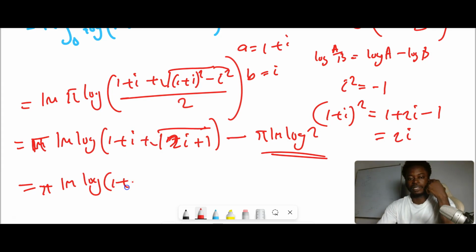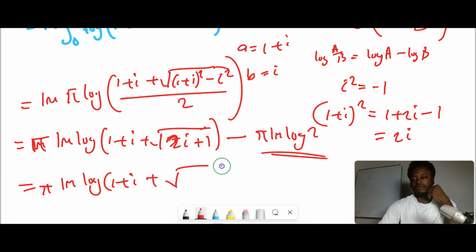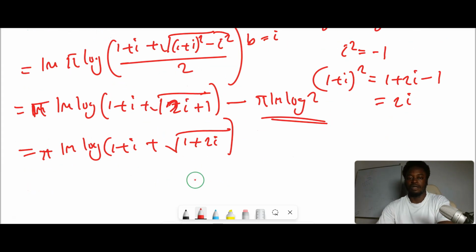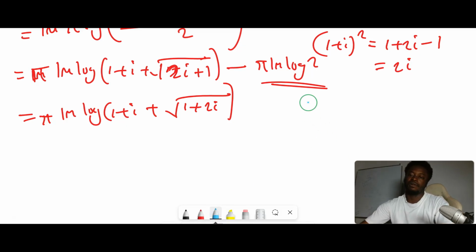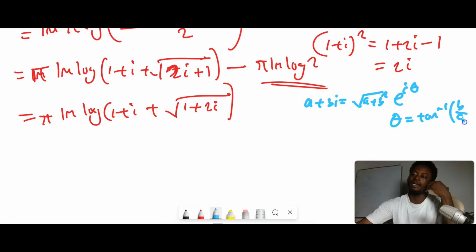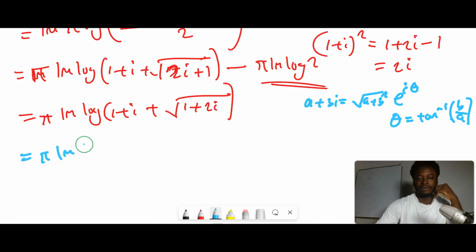Then you have 1 plus i plus the square root of 1 plus 2i. Now we're going to use the polar representation of complex numbers, because for a complex number a plus bi, you could write it as its modulus, square root of a squared plus b squared, times e to the i theta, where theta is tan inverse of b over a. Theta is the angle of the complex number. So we're going to write this part as pi times the imaginary part of the logarithm.